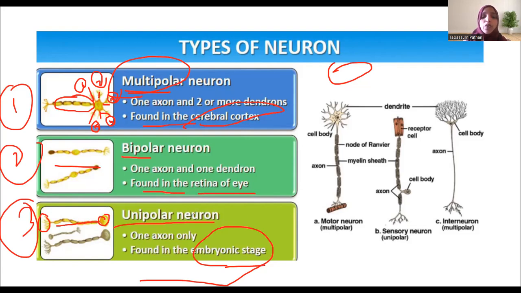So unipolar, bipolar, and multipolar. Two or more dendrons, multipolar; only one dendron, bipolar; no dendron, unipolar. All of them are having only one axon. Axon will be one.